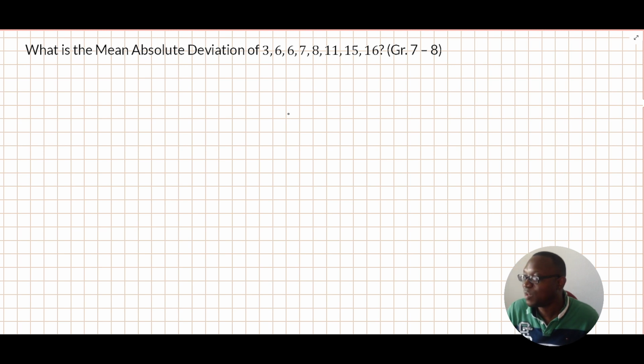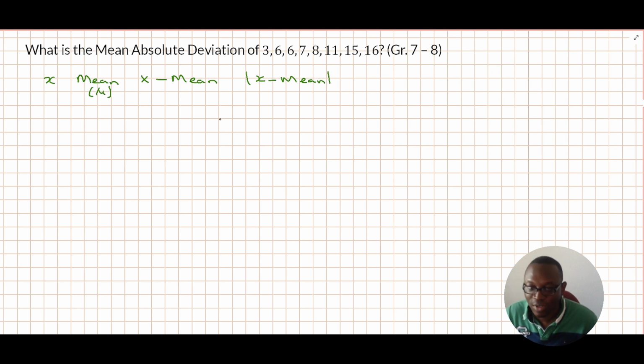So the first thing, we're looking for the mean absolute deviation. I like to create a table for this. It makes it a lot easier to follow. So I'm going to write each of these values under x. Then I'm going to find the mean. I'm going to use the word mean here because you may not be familiar with the symbol used. The symbol used is usually this. And then we're going to find x minus mean. Then we find the absolute value of x minus mean. And then we'll find the average of the absolute values of x minus mean. So let me show you how to do that.